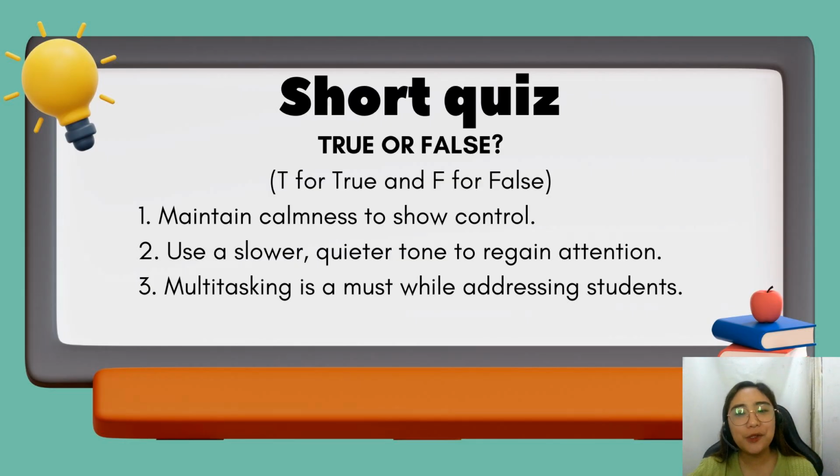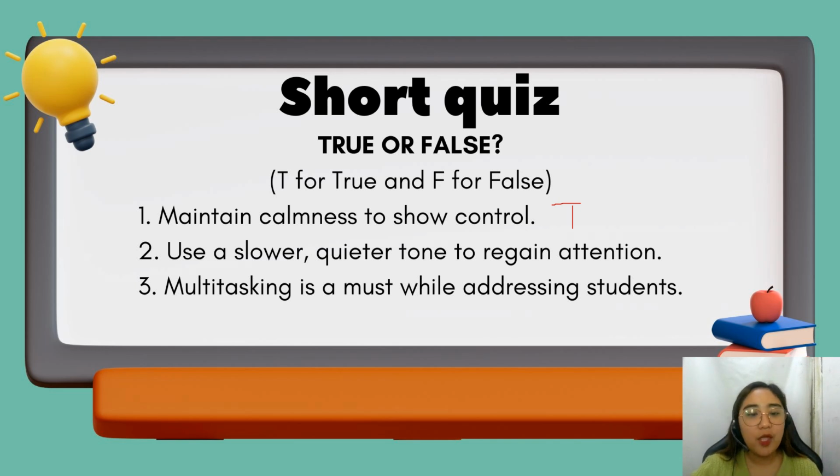So before we end our discussion, I'll ask questions and I want you to pause the video to think about your answers. So this is a short quiz. It's true or false. Write T for true and F for false. Ready? Here's the first question. Maintain calmness to show control. Now pause the video and think about your answer. Okay, welcome back. I'm hoping that you've got your answers with you. Number one, that is true. Yes, I hope you got that one correctly.